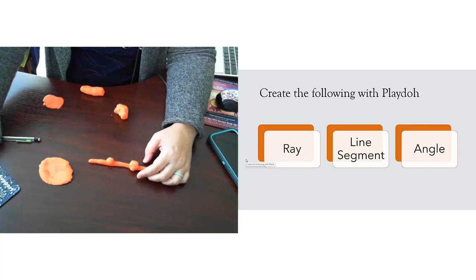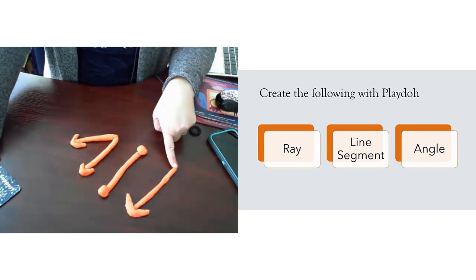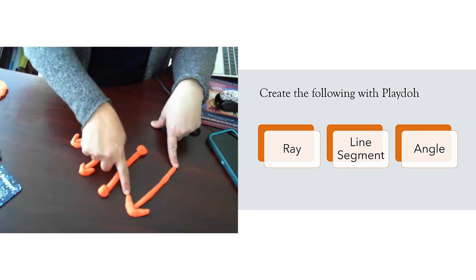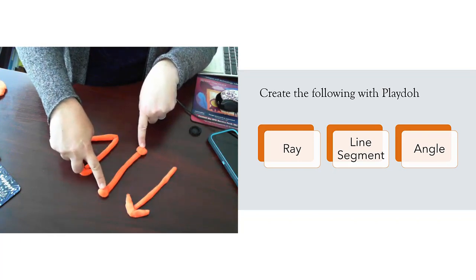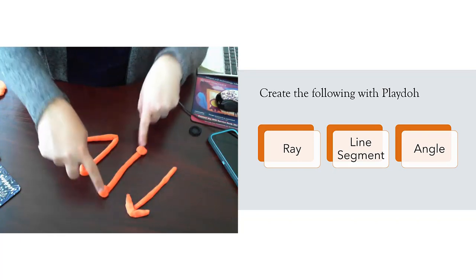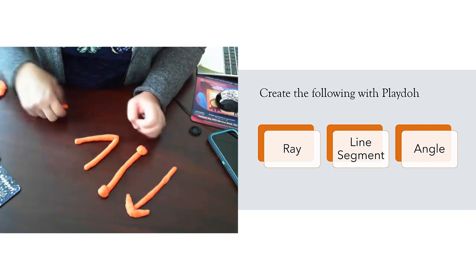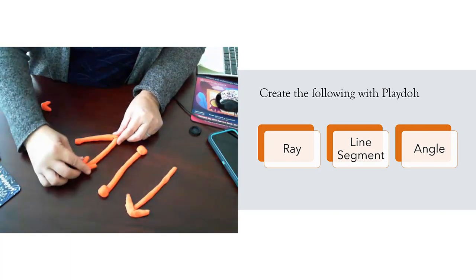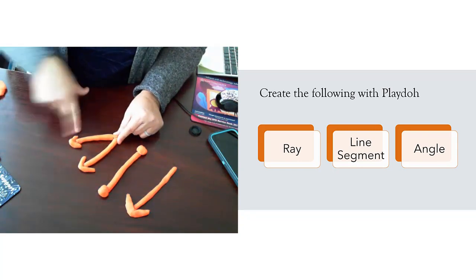Next, I'd ask them how to create the following with Play-Doh: a ray, a line segment, and an angle. Okay, so here I've created a ray. Make sure that when you have a ray, you need to have the arrow on one end of the ray. A line segment, be sure to emphasize that you need endpoints on that one because that doesn't keep going, it stops. And then for the angle, a lot of students would create the angle kind of like this. But remember, an angle, by definition, is two rays with the same endpoint. So rays have to have arrows, so make sure you keep your arrows for your angles.